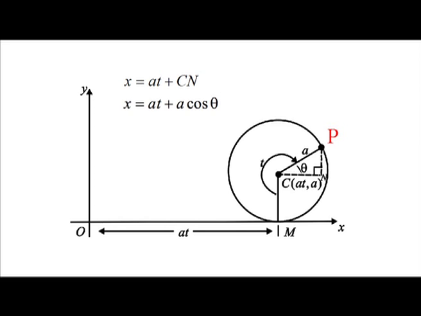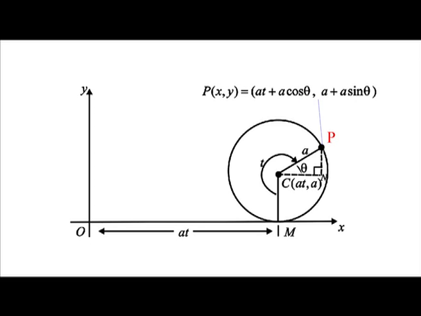Also, the y coordinate of the point P at the moment is y is equal to a plus NP. Now, from the right angled triangle CNP, we have NP is equal to CP sin theta, which is equal to a sin theta. Thus, y is equal to a plus a sin theta. So, the coordinates of P are x is equal to OA plus a cos theta and y is equal to a plus a sin theta.